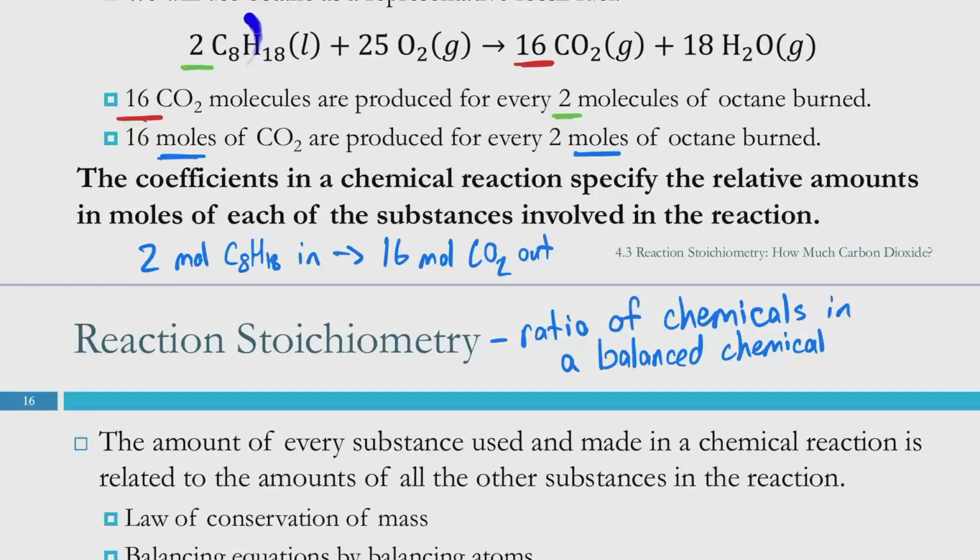In this case, we were looking at octane and CO2. We could also look at oxygen and CO2. We could look at oxygen relative to H2O. There's lots of different options. We just pick the one that we care about. So we pull out the coefficient that's going with the chemical, the coefficient that's going with the other chemical. Hopefully review from Chem 20.